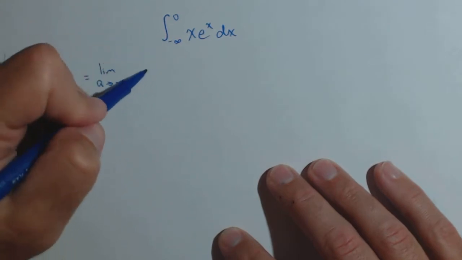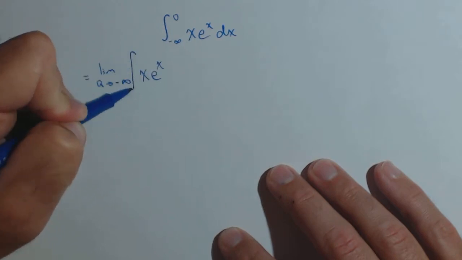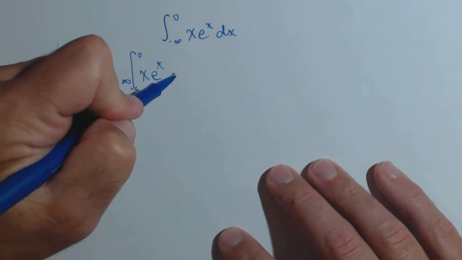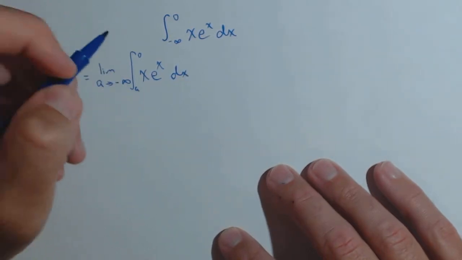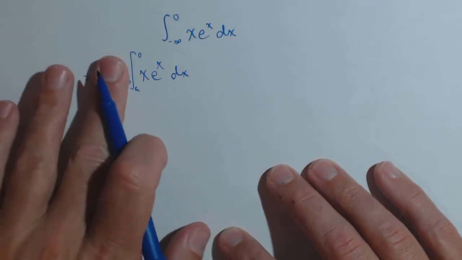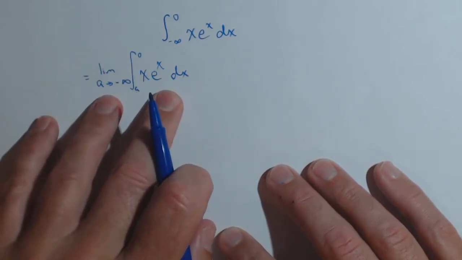Limit as a goes to negative infinity of the integral from a to 0 of x e to the x dx. Now it's a proper integral with a limit out front. So we're going to kind of forget about this for a second. And how would we do this antiderivative?